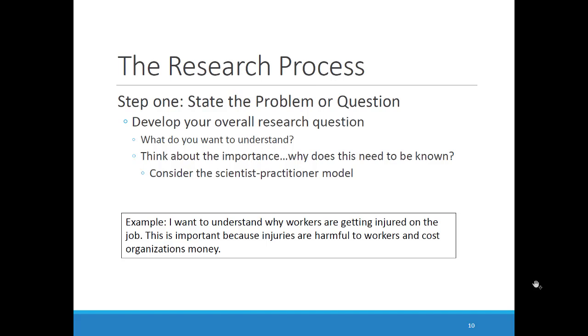And in doing so, as IO psychologists, we think about the importance of the question. So why does this need to be known? For example, in the article that I showed you earlier with workability, the reason my colleagues and I felt that this needed to be known is that we are currently experiencing an aging workforce. So what does that mean? It means that in general, the workforce in the United States and actually around the world is getting older.